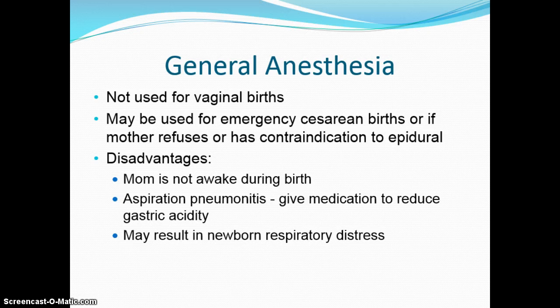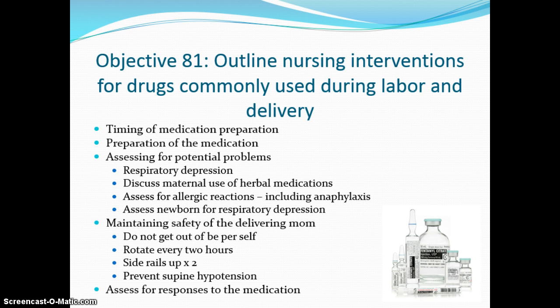Some of the disadvantages listed out here: obviously mom won't be awake during the birth, and so that can be troublesome. She'll be set up for aspiration, especially if she's had something to eat or drink prior to heading back to surgery. So the medications we would like to use to reduce gastric acidity are going to be Bicitra, which is typically 30 cc's PO preoperatively, and then we can also use IV Reglan because the Reglan will increase gastric emptying time. Pepcid might also be used, or a Zantac type medication. And then again, that newborn might have some respiratory distress, so make sure you have your Narcan available.